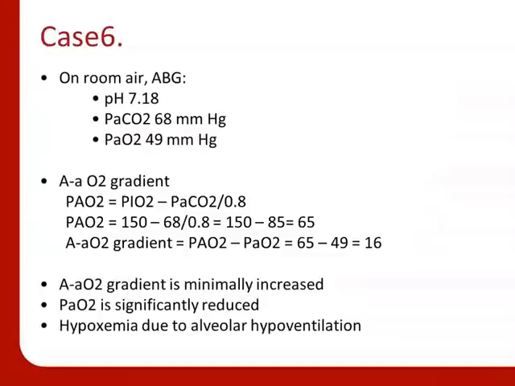his X-ray is normal. You get a blood gas on him, and you can see his pH is low at 7.18. His PCO2 is elevated at 68, and his PO2 is low at 49. If you work through the calculations there, you can see that his alveolar PO2 is 65. His arterial PO2 is 49, so his A-a gradient is 65 minus 49, or 16, which is relatively normal. So his hypoxemia is most likely just due to hypoventilation from his neuromuscular disease.